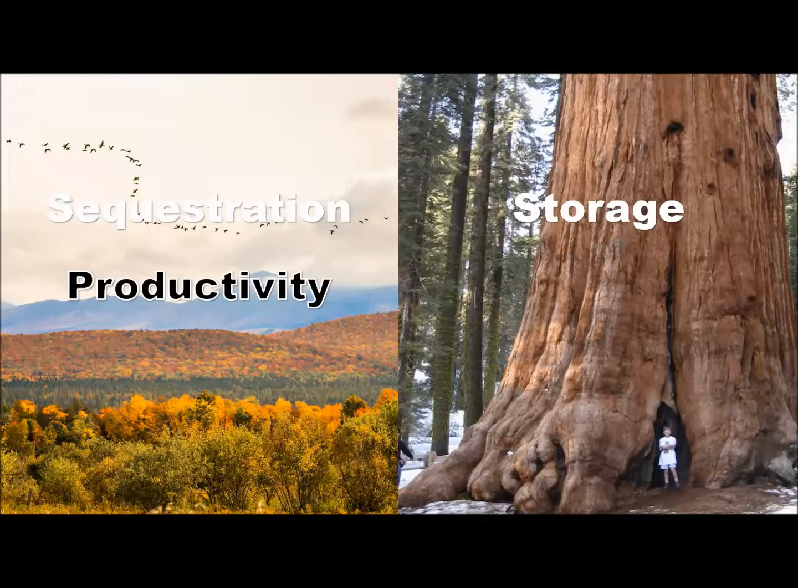Storage is really the ability of plants to store that carbon in their systems. So things like giant tree trunks in this redwood tree out west store a ton of carbon. And this is also done through grasslands and wetland systems as well. So biomass is the ability for plants to sequester and store carbon in their systems.